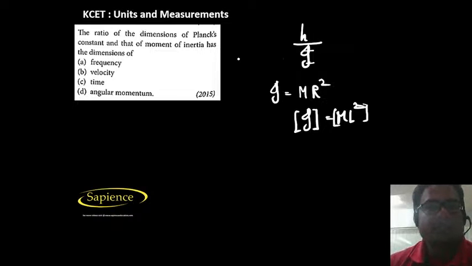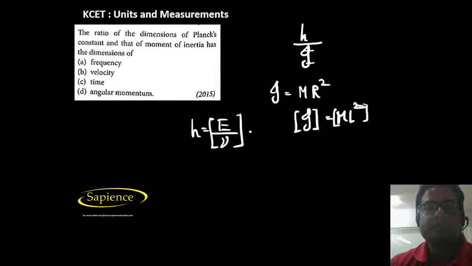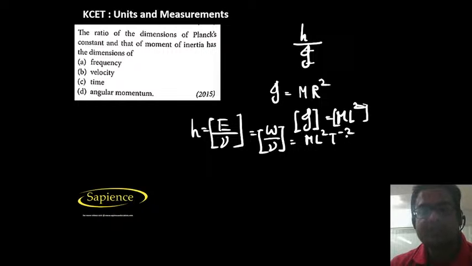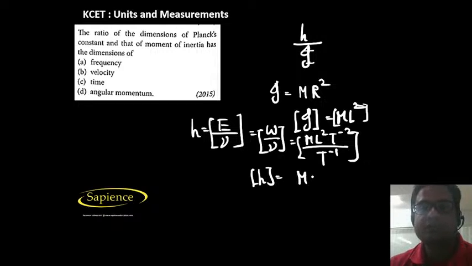Then Planck's constant is obviously E by nu, where E is the energy. So it will be work done by frequency. The dimension formula for work done is M L square T power -2, since work done is force into displacement, and the frequency is T power -1. So Planck's constant will have the dimensional formula M L square T power -1.